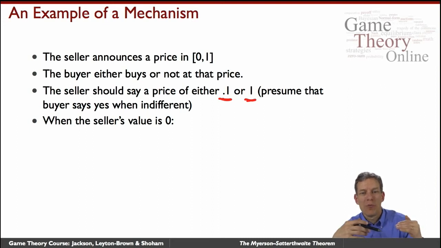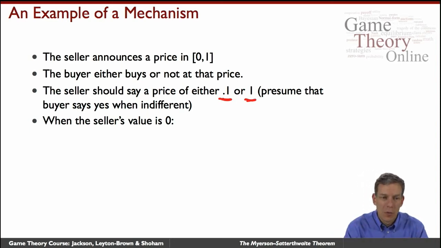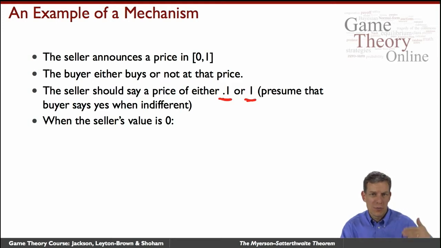So once you go above 0.1, you might as well push the price all the way up to 1. And you don't want to sit down near 0, you might as well push it all the way up to 0.1. Okay, so we'll presume that the buyer says yes when indifferent, but modulo some epsilons, basically the seller should be saying a price that either pushes up to the 0.1 or all the way up to 1.